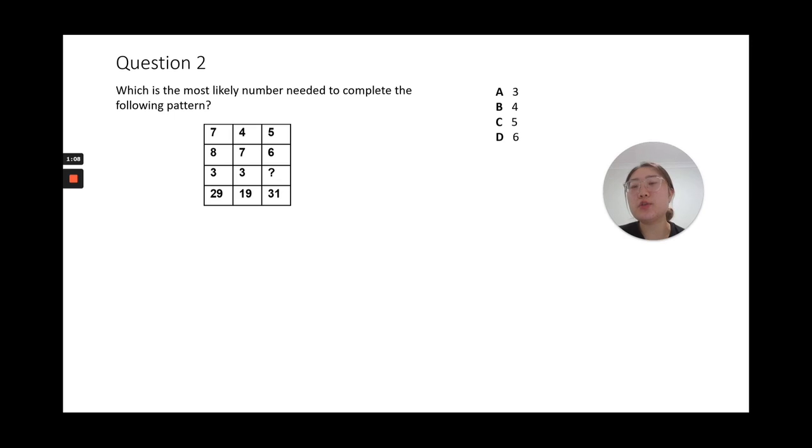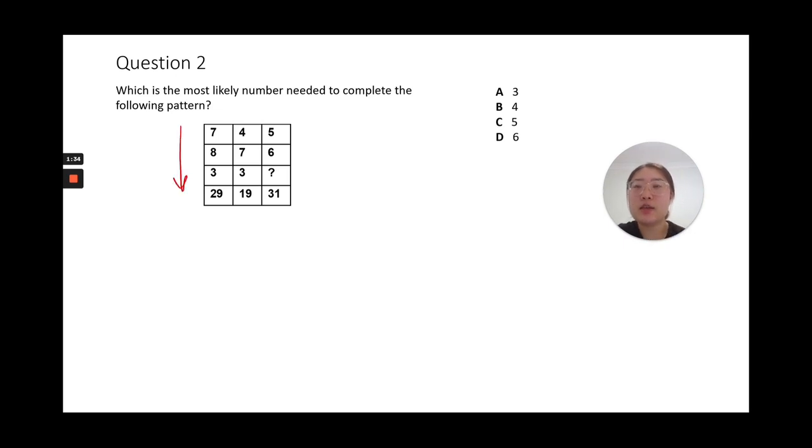Which one is the most likely number needed to complete the following pattern? So, like I always say, you want to first judge if the pattern is going down in columns or across in rows. The across doesn't seem to be working quite well because they're not following an even kind of step pattern. So I'm going to take the approach and go downwards.